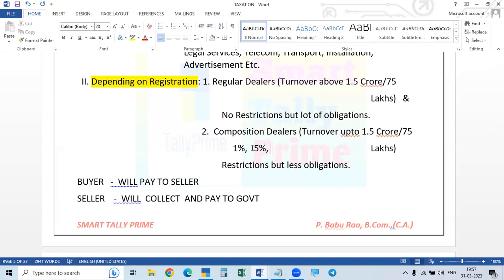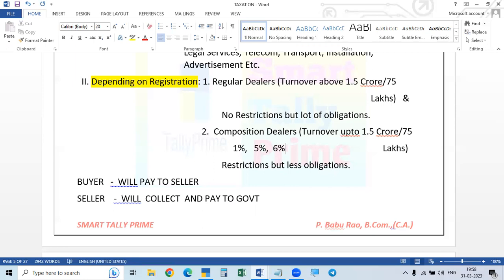Restaurants not serving liquor. And the third one is service providers. In the service provider category, they provide only service. They will not deal with any goods. In the case of service providers, they have to pay 6%.